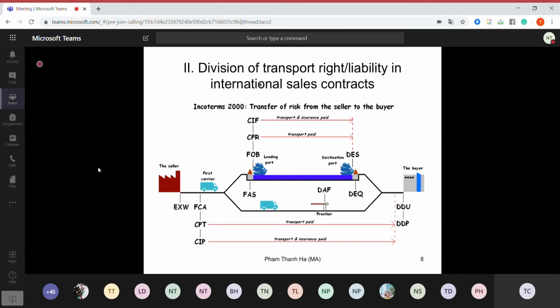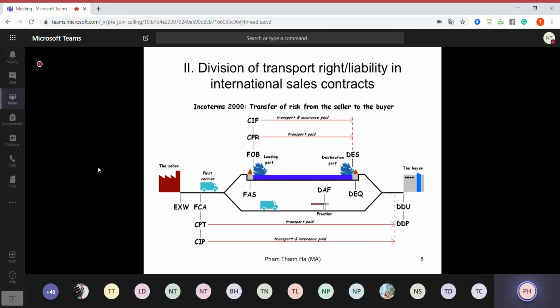So even though they belong to the two different groups, C group and F group, the first obligations of the seller are the same. They have a common characteristic. That's very important. But you should remember that the responsibility related to loading the goods on board of the vessels, that kind of term is only used in the versions of Incoterms 2010.